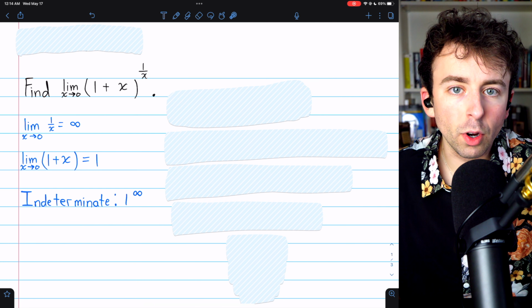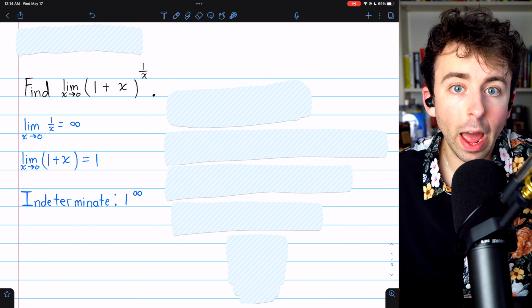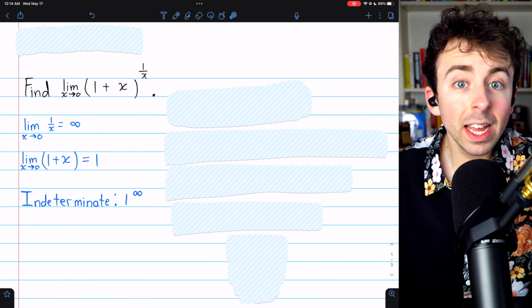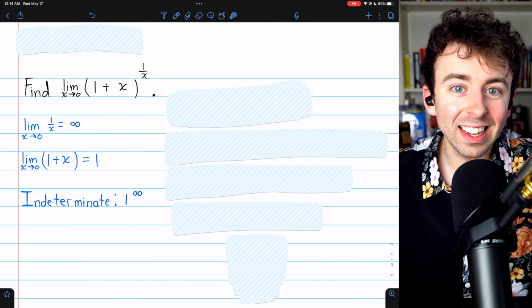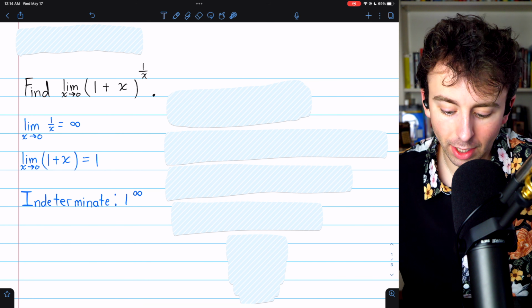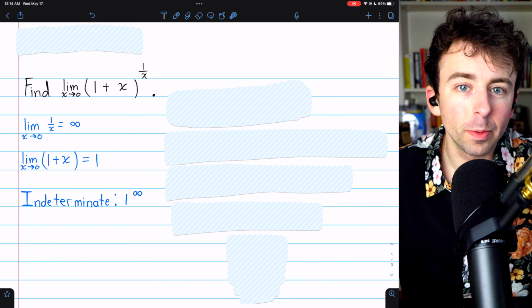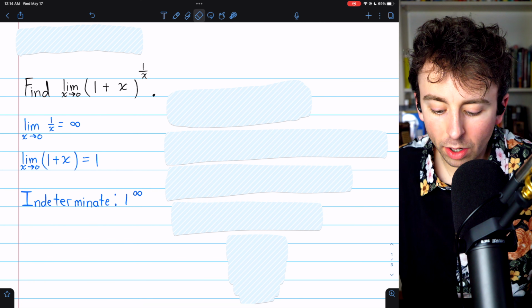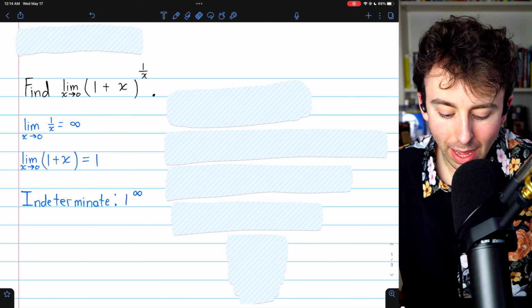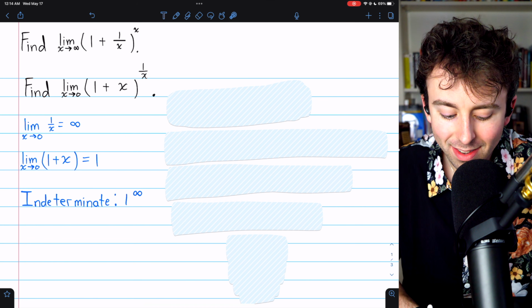I'll leave a link in the description to a lesson where we go over the strategies for solving this type of limit. The strategy we're going to use is to take the natural log of the limit, which is going to let us rewrite this exponent as a factor, thanks to our log rules.